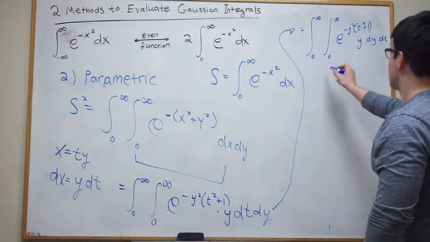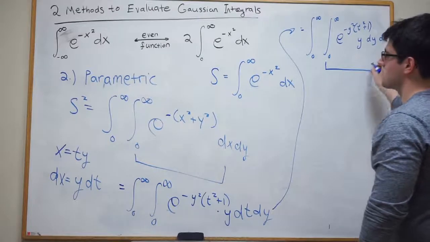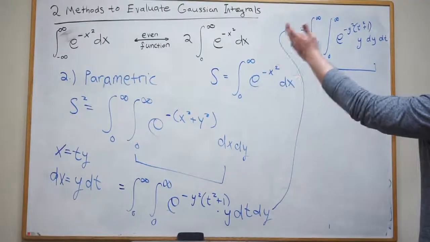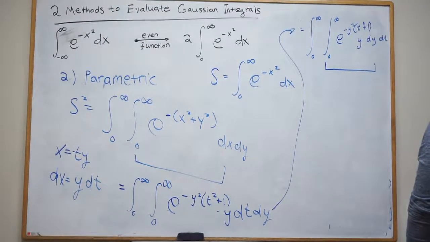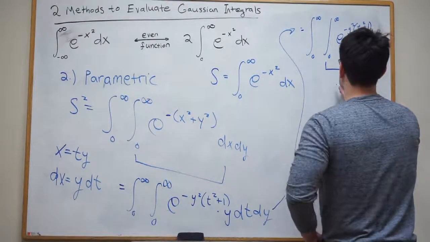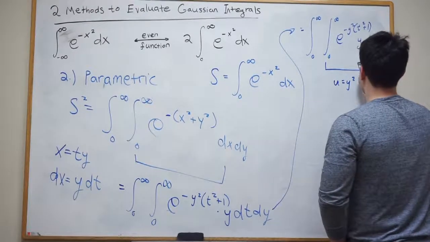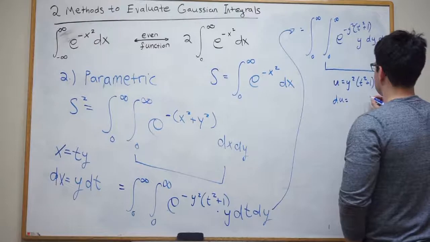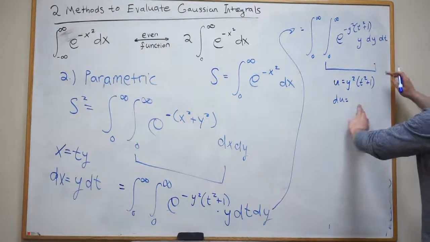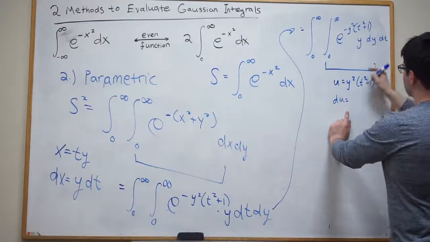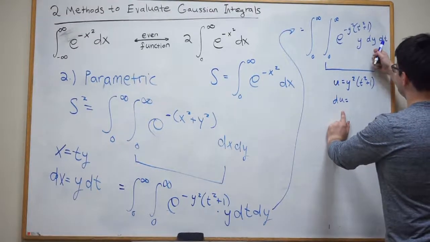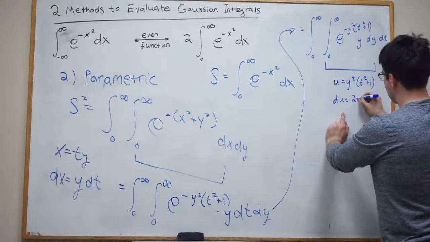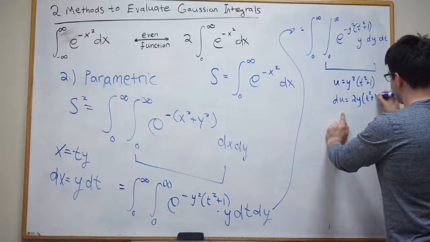Okay, so now this is very similar to the Gaussian integral we just did with negative infinity to infinity, but now we're going from 0 to infinity. So we're just going to do a u substitution and find what that is. So again, u equals y squared times t squared plus 1 this time. du equals, so now we take the derivative of this with respect to y because we want to evaluate this integral here. So we get 2y times t squared plus 1 dy.